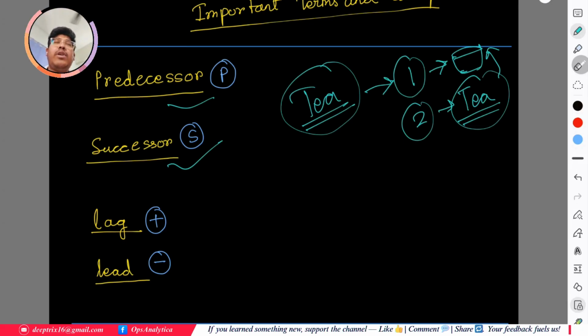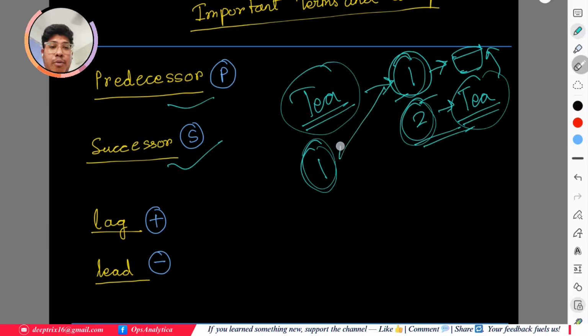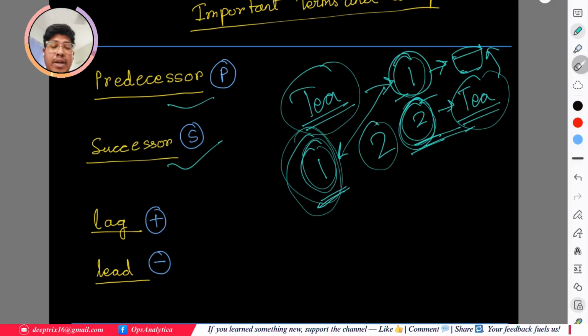So what action do we have to take? First we have to take the bowl and pour the water, then only we have to add the tea. That means task 1, the pouring of water into the bowl, is my first activity, and adding the tea into that bowl is my second activity. That means action 1 will be my predecessor and action 2 will be my successor. So what is the actual concept? That we will see by using an example also.